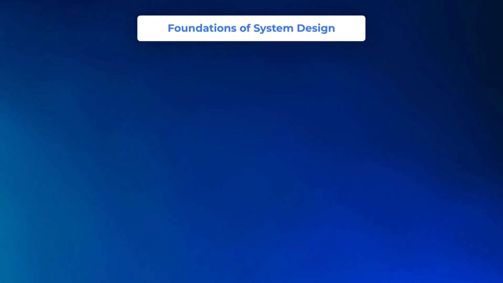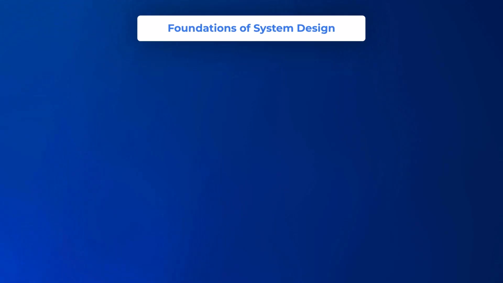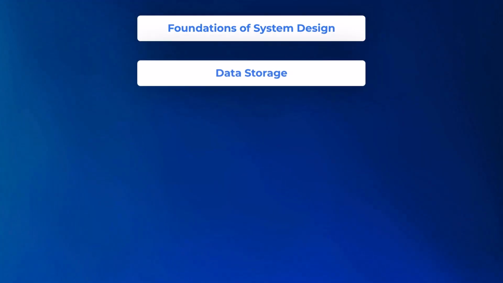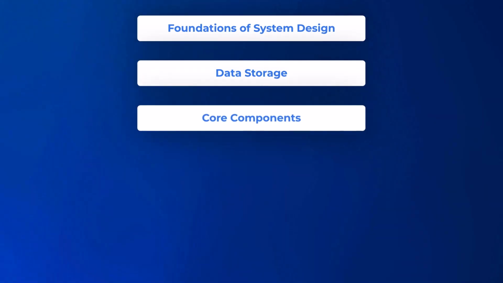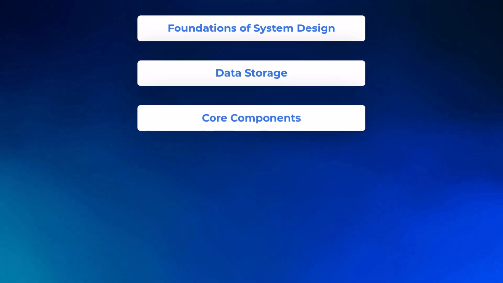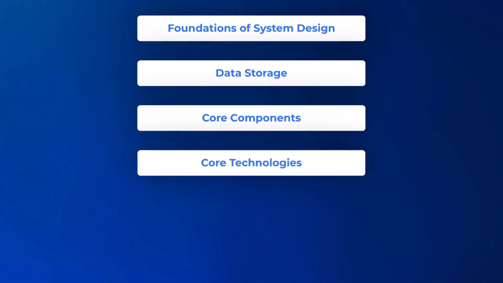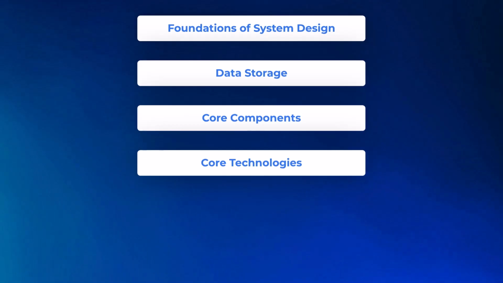You'll start by building a strong foundation in system design, learning the essential concepts every successful system architect should understand. Then, you'll dive into data storage in distributed systems, including different types of databases, object storage solutions, and strategies for storing and querying data efficiently. After that, you'll explore the core components and architectural patterns that power modern distributed systems. You'll also learn about the most important technologies widely used in real-world scalable systems today.